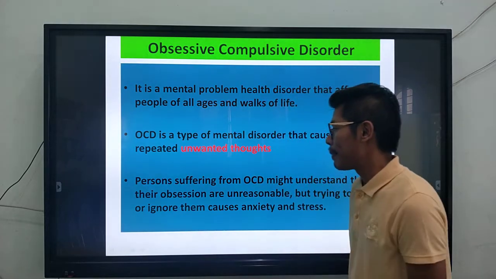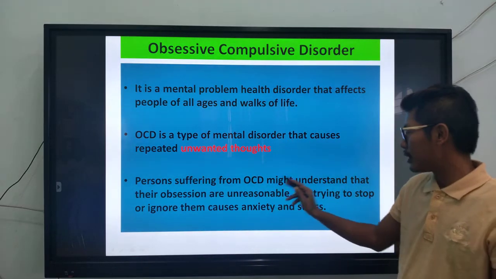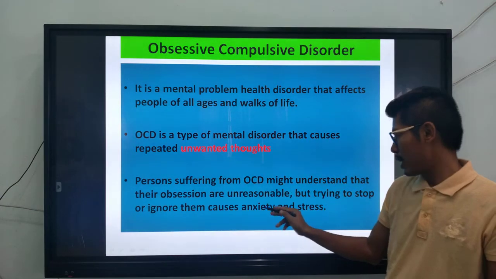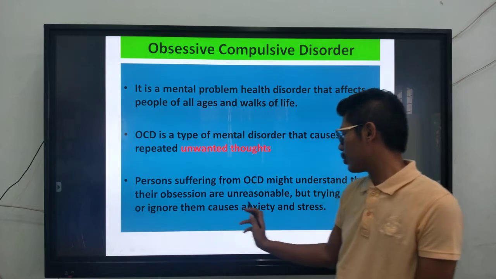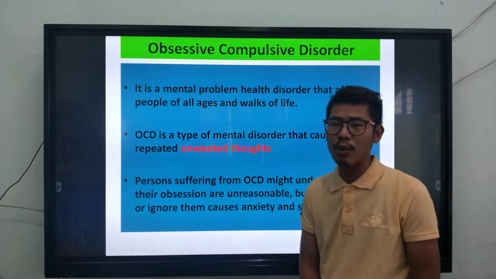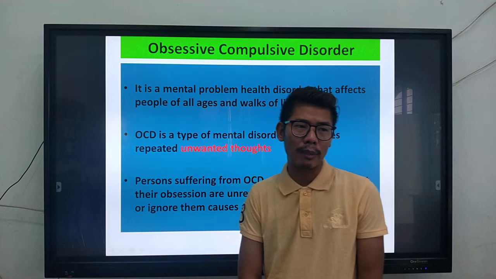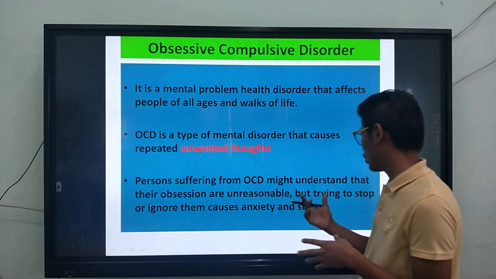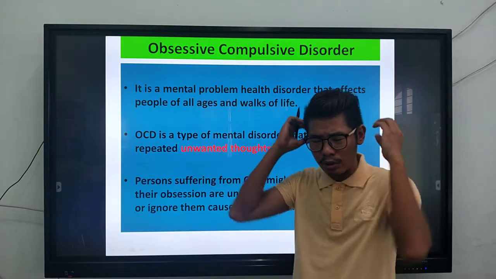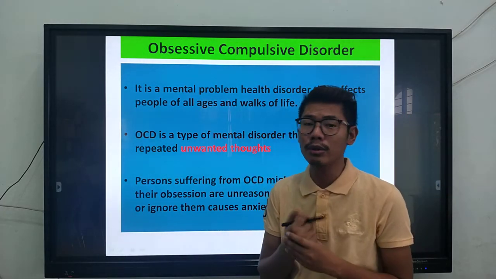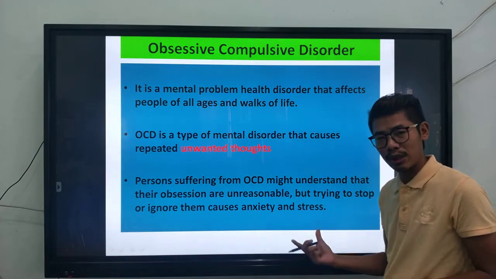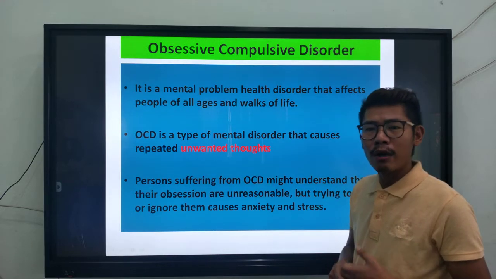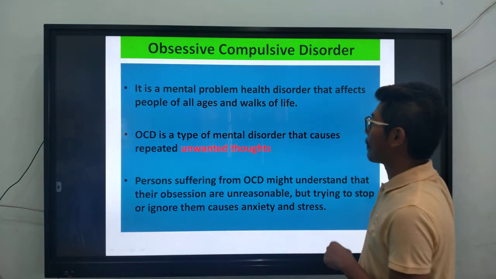Persons suffering from OCD might understand that their obsessions are unreasonable, but trying to stop or ignore them causes anxiety or stress. Sometimes when you have too many unwanted thoughts, you know it's unreasonable and you've got to change that. But when you try to control or stop them, sometimes it also leads to two problems. It's called anxiety and stress. You may be worried too much, and it may cause you anxiety and stress, which is very harmful for our life and for our body.